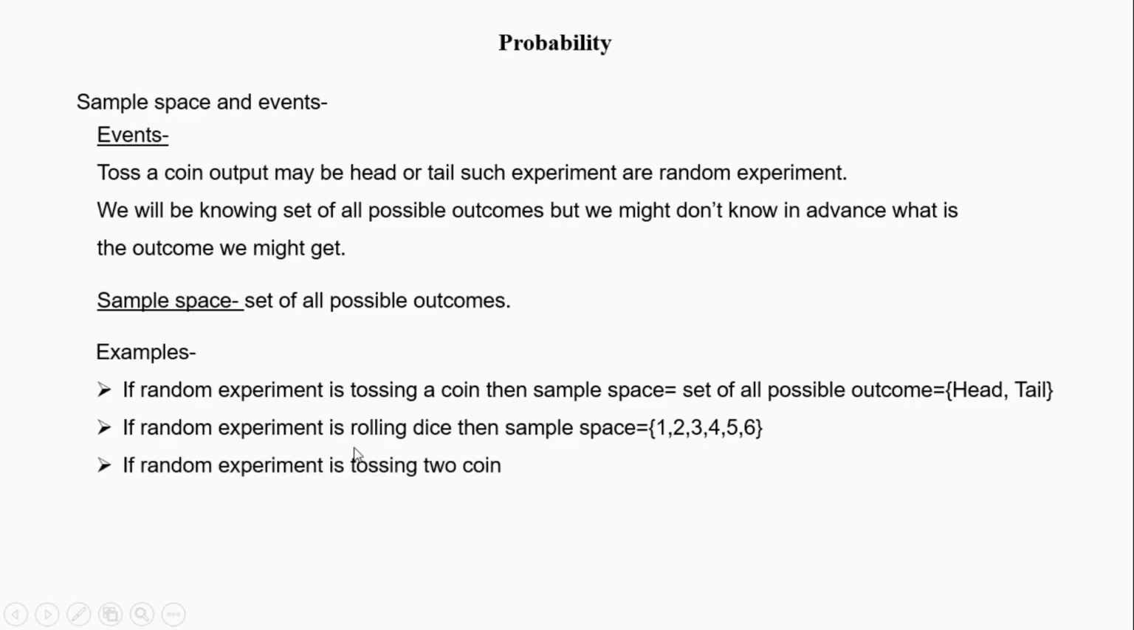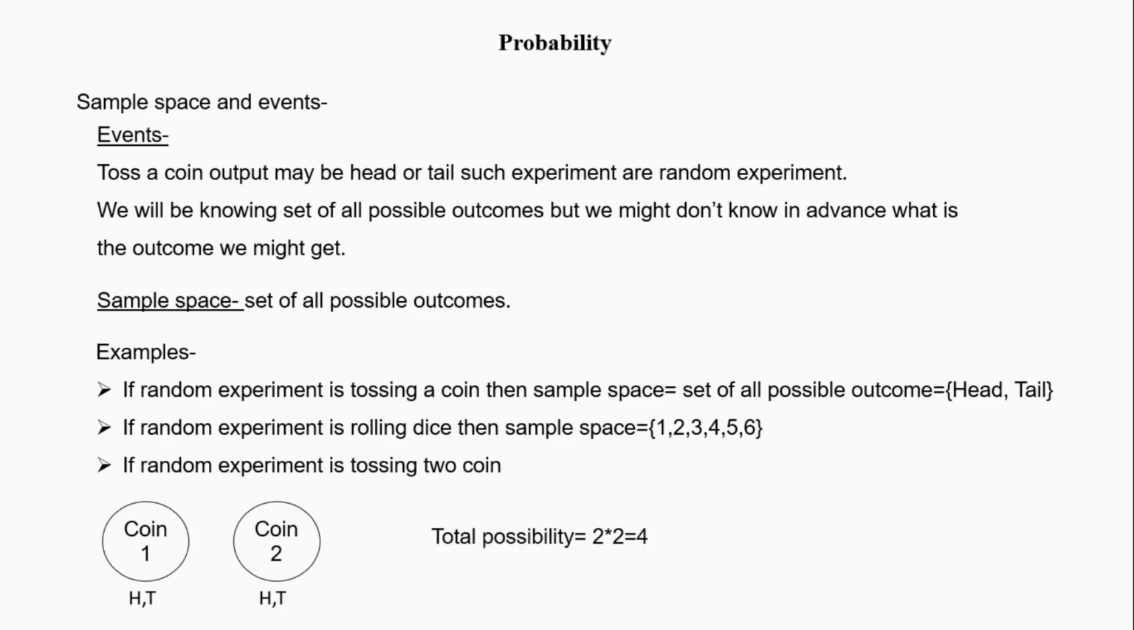If the random experiment is tossing two coins, let's take coin 1 and coin 2. Coin 1 has two possibilities, head and tail, and coin 2 also has two possibilities, head and tail. So the total possibility is 2 into 2 equal to 4. And the sample space is this one. Once we flip coin 1, we can get a head, and when we are flipping coin 2, we may get a head again, and likewise you can arrange this.